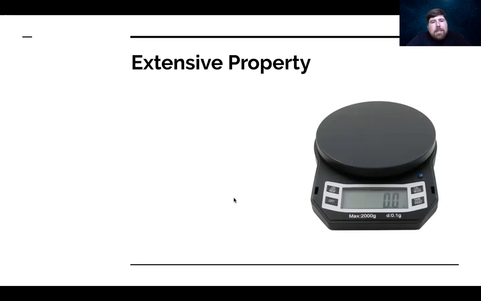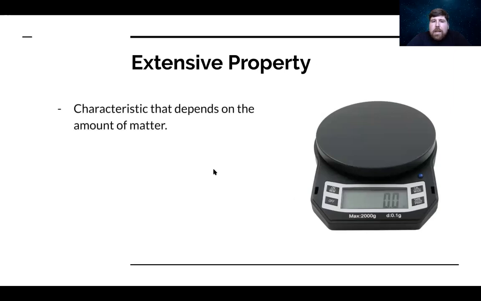When we're looking at extensive properties, we're looking at a characteristic that depends on the amount of stuff that you have. What I'm talking about is going to be, for example, mass and volume. If I were to have, let's say, a pile of gold, and I were to double the pile of gold, make it even bigger, the mass would increase. The property, mass, is dependent on how much stuff I have. The same goes for volume, the same goes for internal energy.